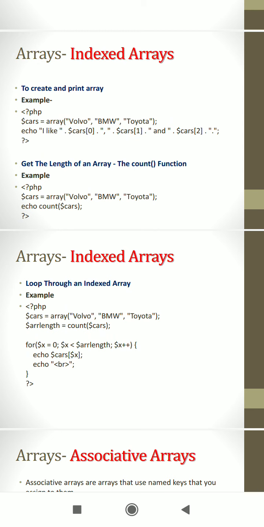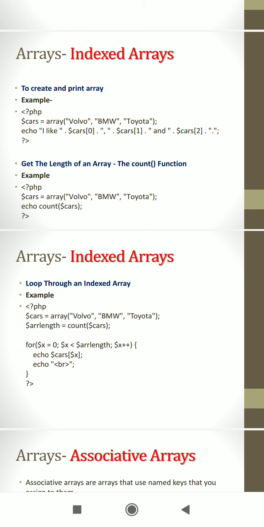Now we will use this index array with a loop. We have already declared the array of cars. We have taken one more variable, $arrayLength, in which we calculate the length of the array. So $arrayLength = count($cars). What will that count be? 3. So it will come into the variable arrayLength.